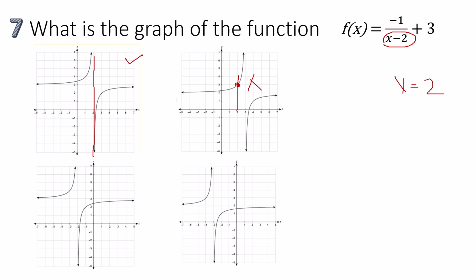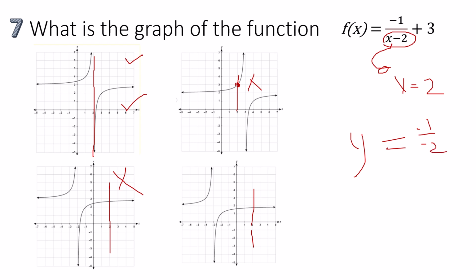Okay, and again, we're looking at 2. So again, this is out, and 2, and this is out. So again, that was very quick to isolate this. Again, we could put in 0 for x and see where it crosses the y-axis, just as another check. So y would equal -1 over -2, or positive 1/2.